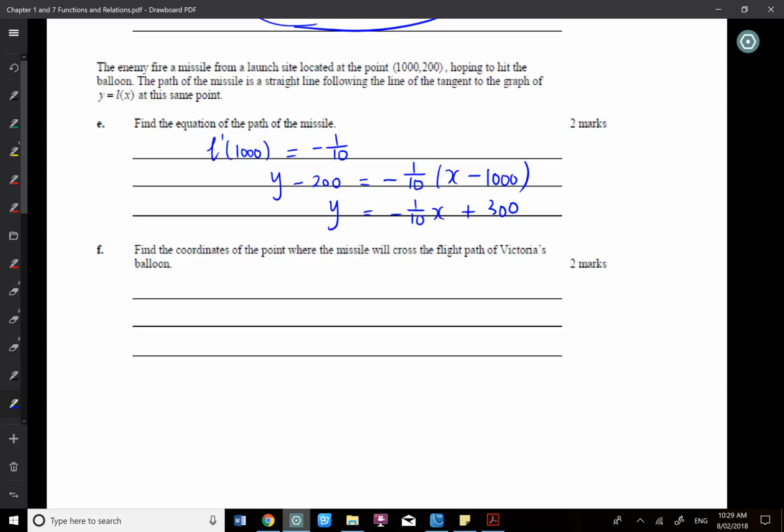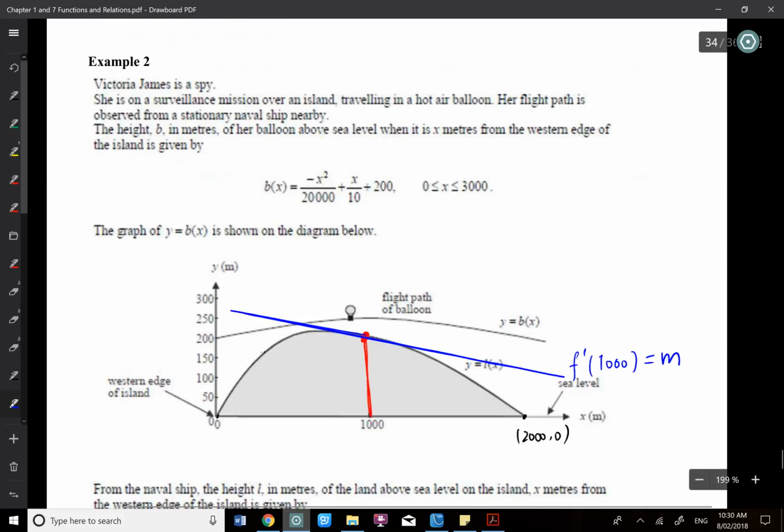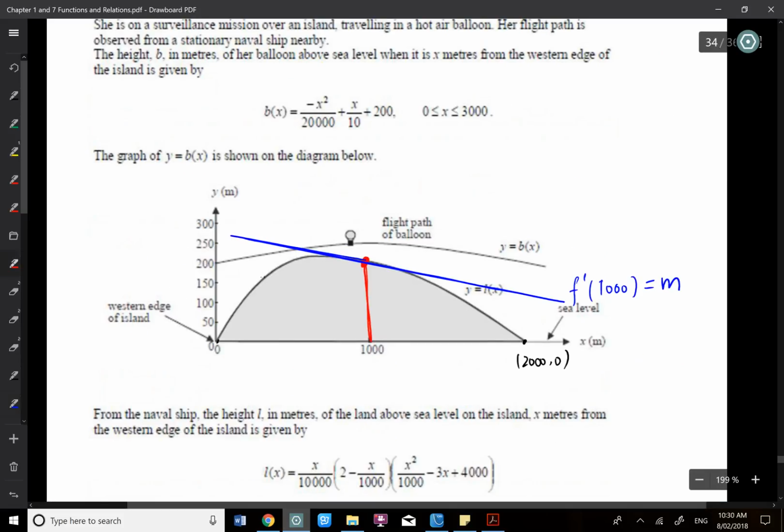Okay, the bell is about to go, but let me finish F and then I will leave E to tomorrow. Find the coordinates of the points where the missile will cross the path of Victoria's balloon. The missile doesn't actually hit Victoria, but it will go across the path. So it will cross the path at that point.